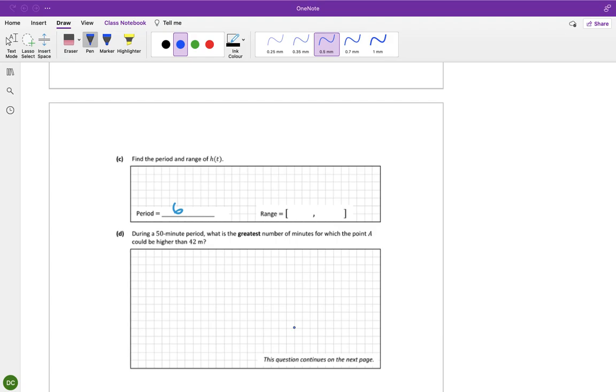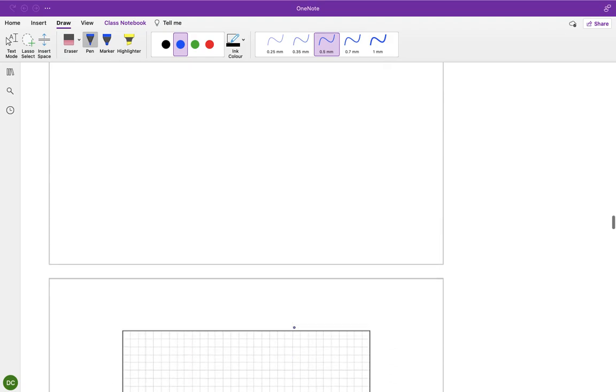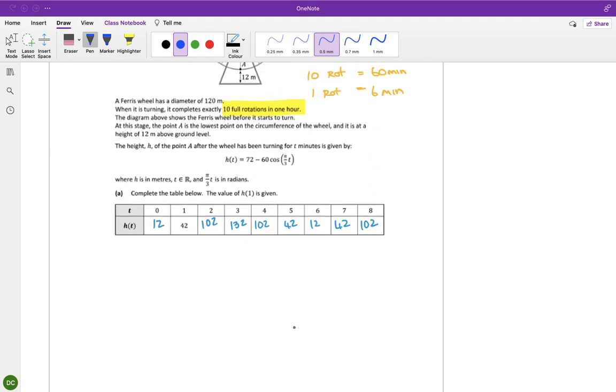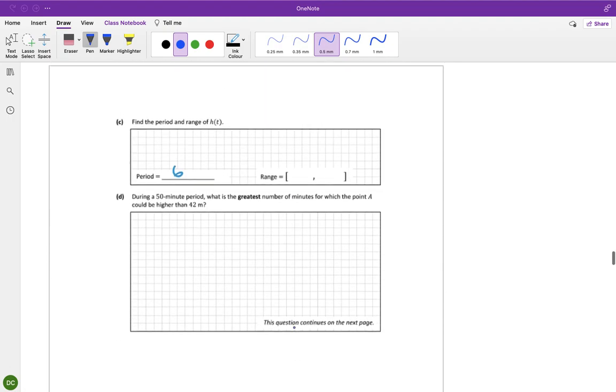And then the range, the lowest point to the highest point. So it's going to be 12 and then 132, I think is the highest. So that's 12 and 132.